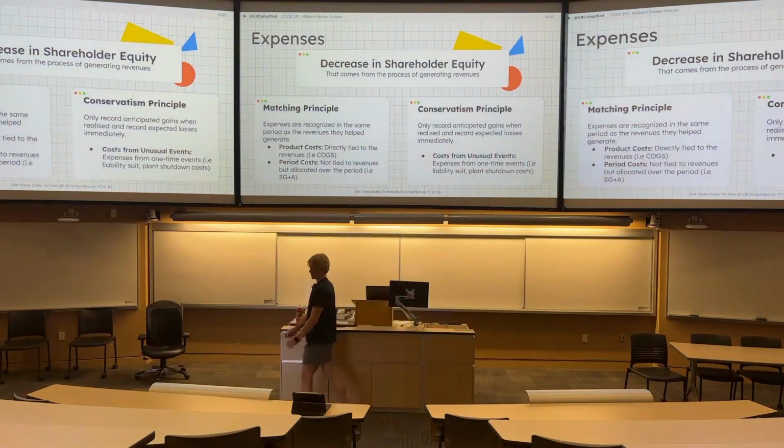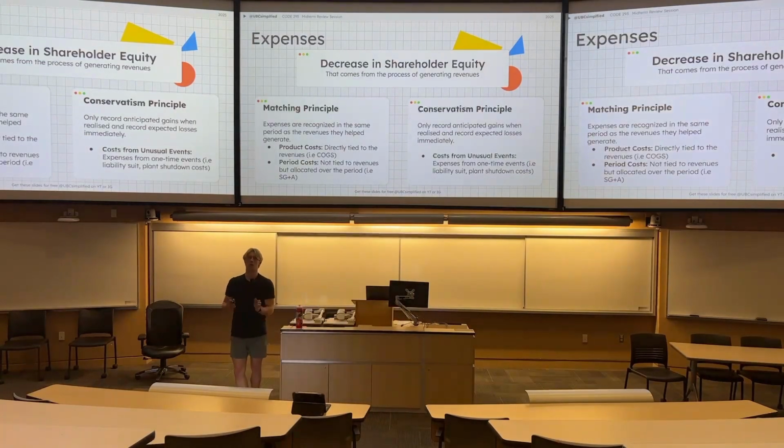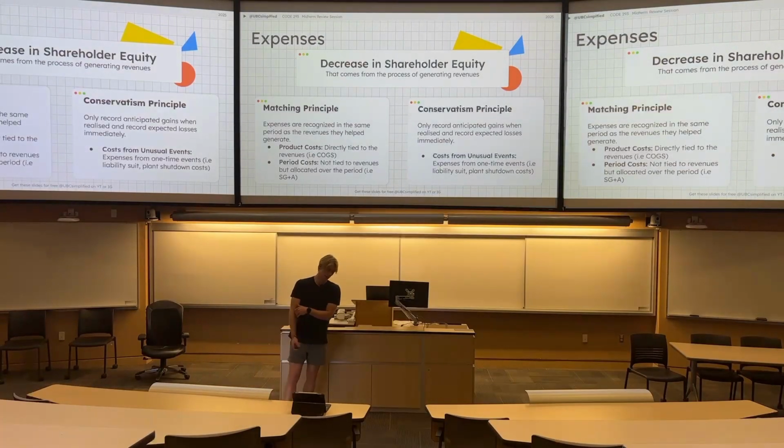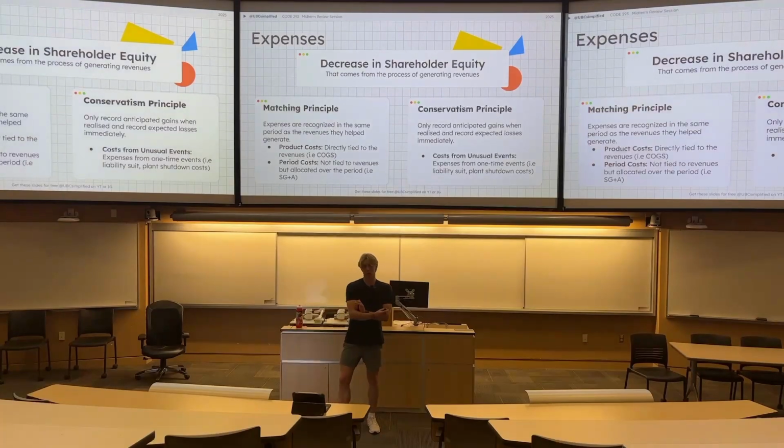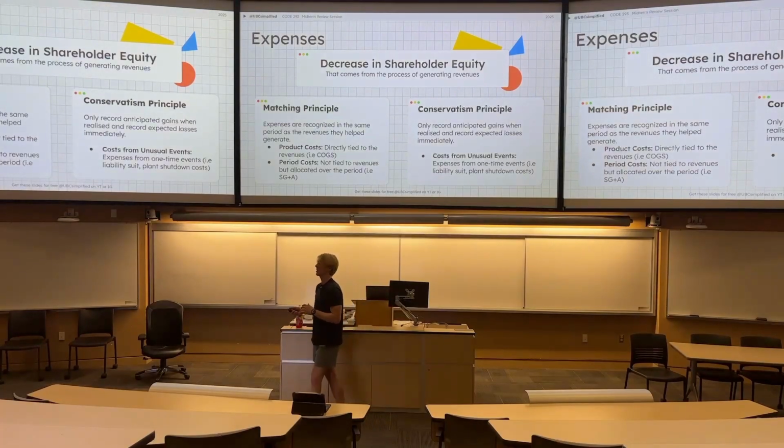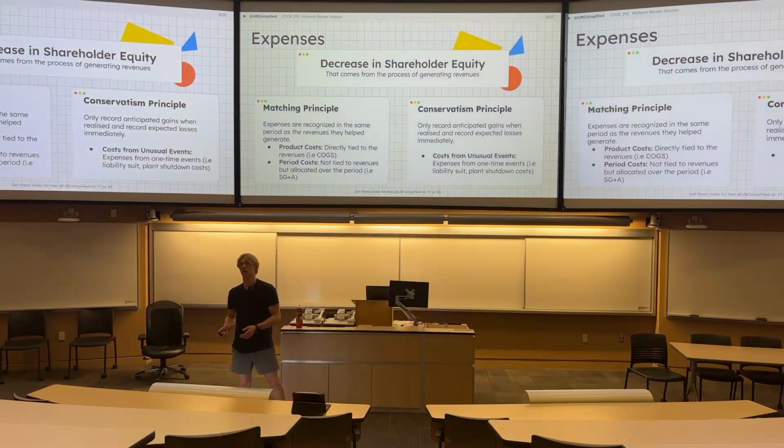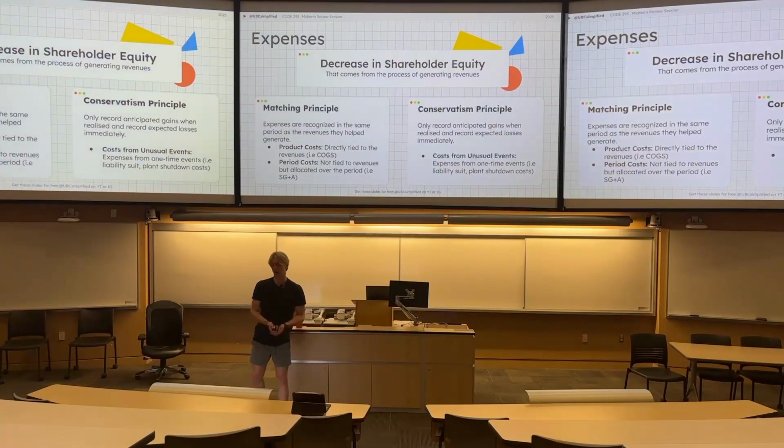And then the conservatism principle is essentially you only record anticipated gains when you get them, but you want to record anticipated expenses as soon as you can, immediately. It gives a more accurate reflection of what the business is doing, how well it's doing, and doesn't overstate your inventory or your assets.